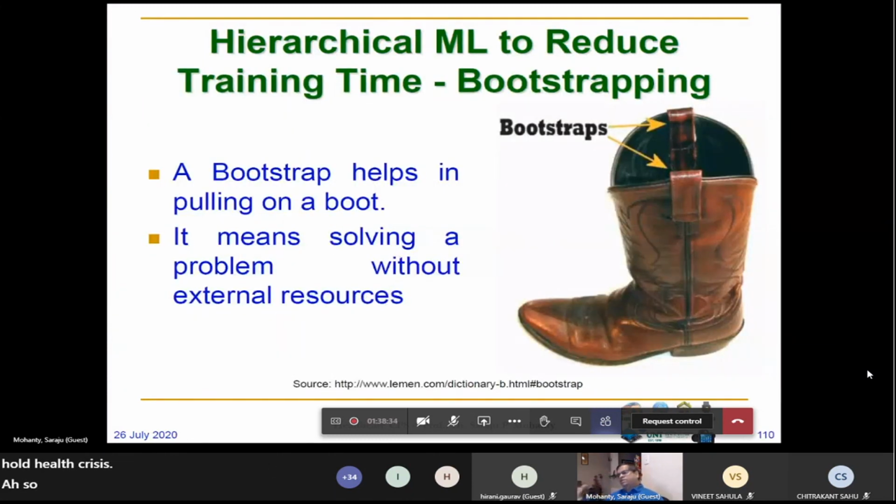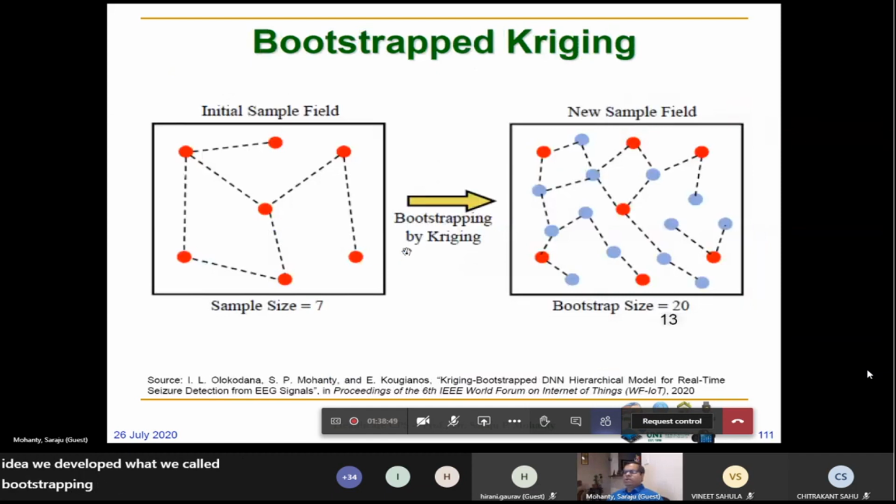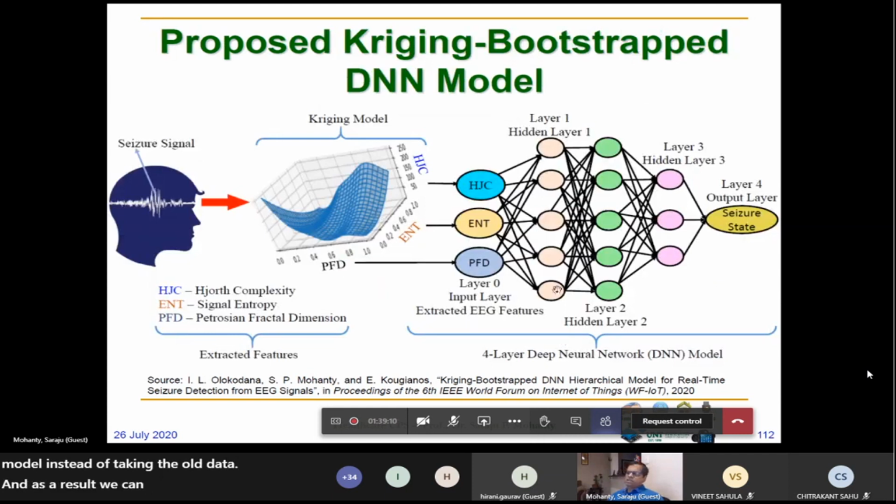The machine learning model I was mentioning is an important problem, that is the time taken for the model development and the time taken for the execution of the model for inference. So for hierarchical machine learning, for example, one idea we developed we call bootstrapping. We take a lot of data, but we don't use all of it. If we know the data has a lot of correlation, then we can develop one initial model and generate new samples from the model instead of taking the old data. As a result, we can do much better, much faster modeling.